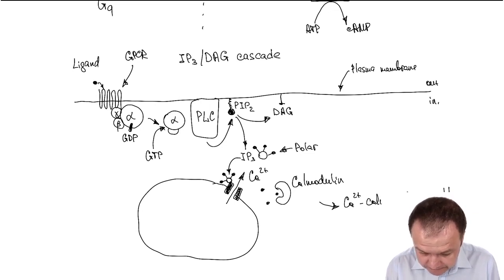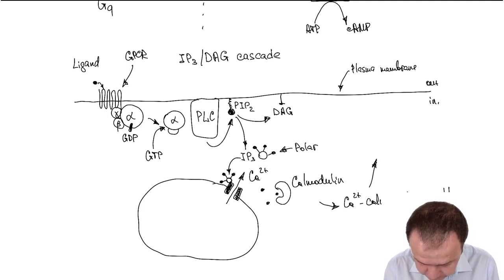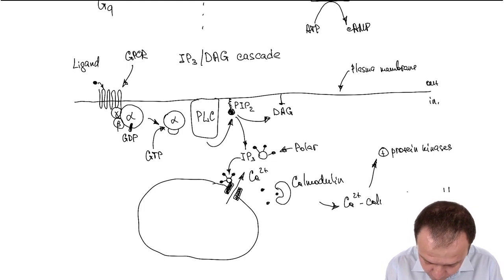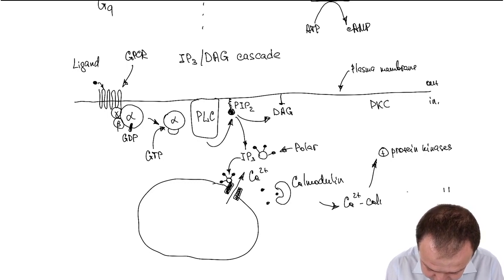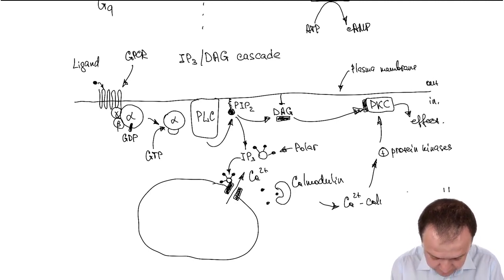And this complex is important for stimulation of different proteins and different protein kinases. So we have stimulation of protein kinases, and one of these protein kinases is protein kinase C. So we have stimulation of protein kinase C, to which diacylglycerol is also bound. And as a result, we have a cellular effect.